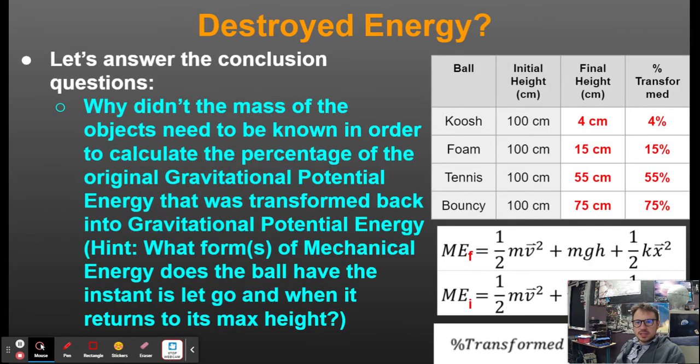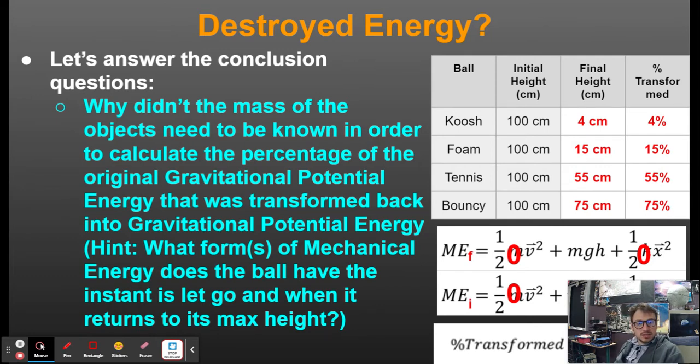Now, let's take a look at these again. Why didn't the mass of the object need to be known in order to calculate the percentage of the original gravitational potential energy that was transformed back into gravitational potential energy? We know that when you start, you only have gravitational potential energy. Once it bounces back up, it only has gravitational potential energy. So if we're taking the final mechanical energy, that bounce height, divided by the initial, at both of those points the elastic potential energy and kinetic energy are going to be zero. All I have is the gravitational potential energy.